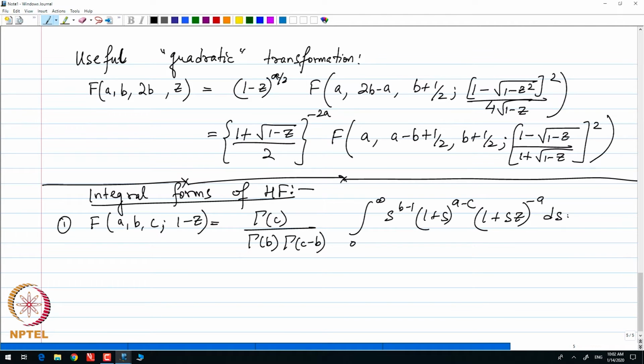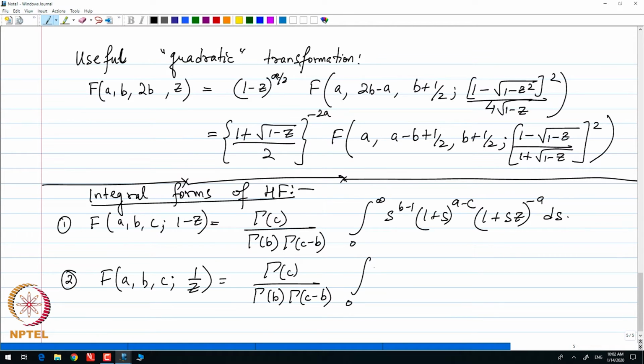Okay. So, then the other relation that will be useful for us is F of a, b, c, of 1 by z is gamma of c by gamma of b times gamma of c minus b, integral 1 to infinity s to the a minus c, s minus 1 to the c minus b minus 1, s minus 1 by z to the power minus a ds, right.